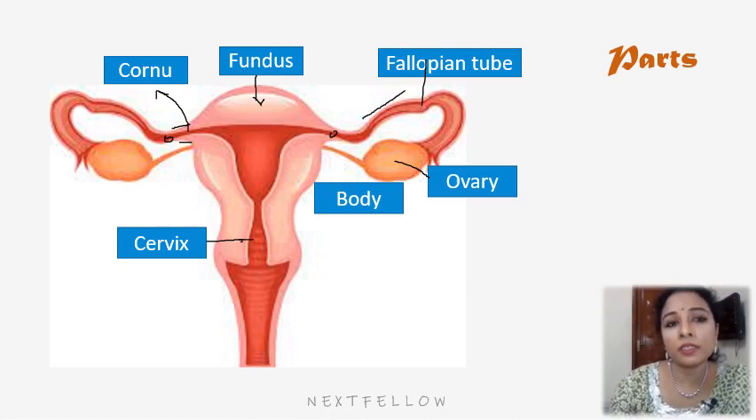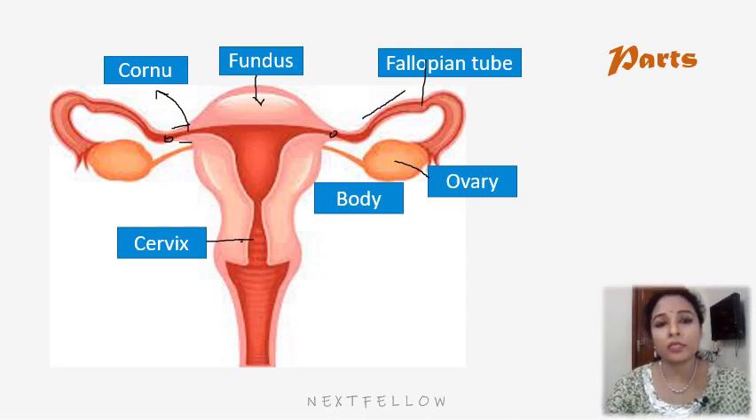The isthmus is the part of the body and is the dividing line between the body of the uterus and the cervix. So this constricted part, where it separates the body from the cervix, is the isthmus.